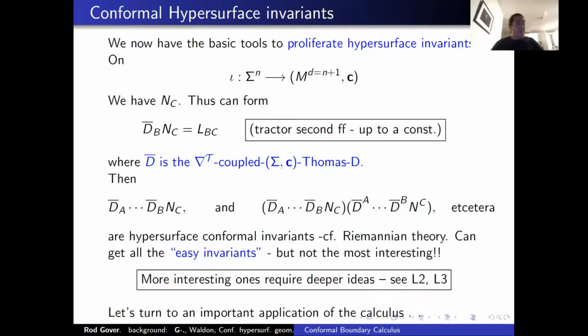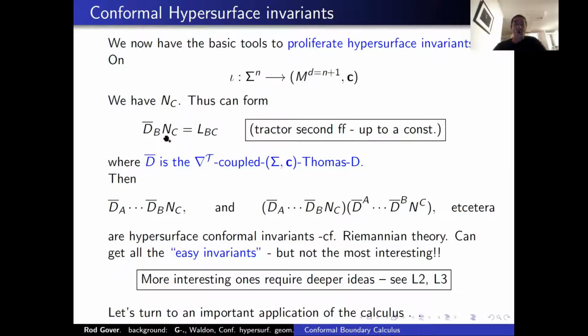Now let's pause for a minute to sort of celebrate and do something. So remember, one of our aims was to produce invariants of hypersurfaces. So I now claim you can produce lots of them. You can proliferate them. So we need a proliferation treaty or something like that. So on a hypersurface embedded in a conformal manifold, we have this normal tractor, which remember I was excited about and trying to get you excited about.